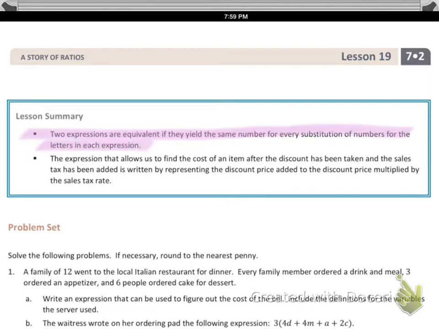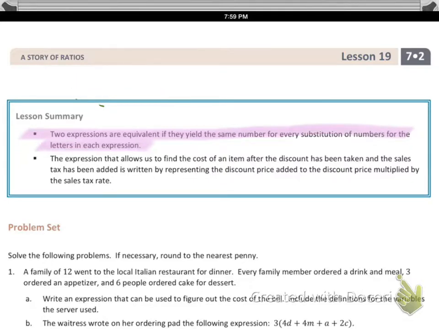So two expressions are equivalent if they yield the same number for every substitution of numbers for the letters in each expression. Okay, so in terms of using x, if we looked at what we had just completed, if x and then 2x minus 4, is the same as, well, actually look at the 2x, oh, I don't want to do that yet. Hold on. Sorry, let me not do that.